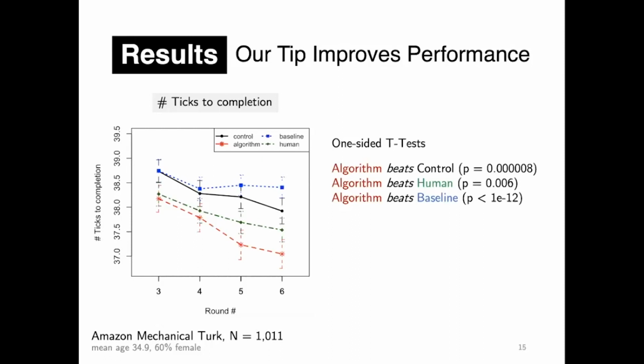For the performance, the shorter the completion time, the better. So here we first see that humans did improve over time without any tip. But they could do a lot better if they got some of the tips. Our algorithm arm significantly outperforms all the others. The human tip, which actually suggests a wrong strategy but is in the right direction, does improve performance. But again, our tip is better.